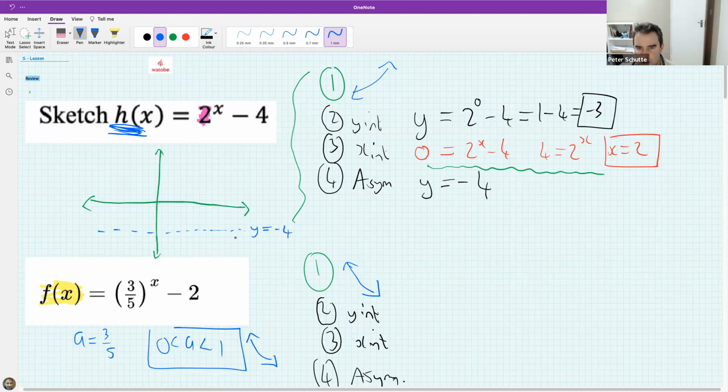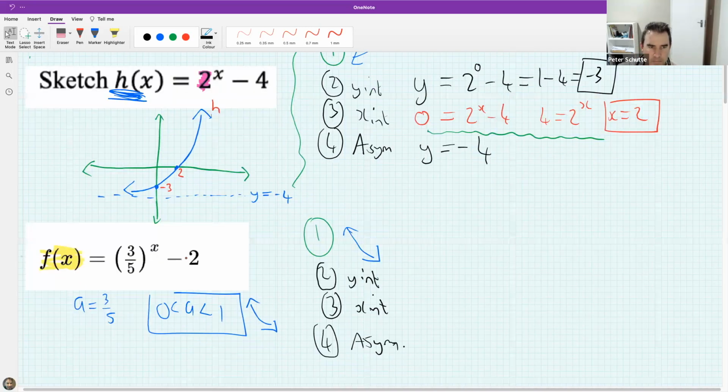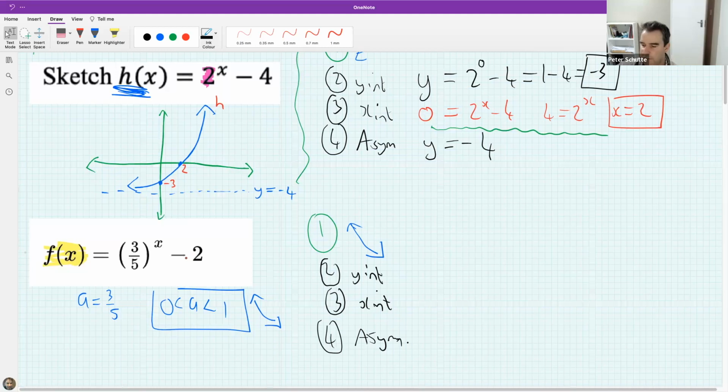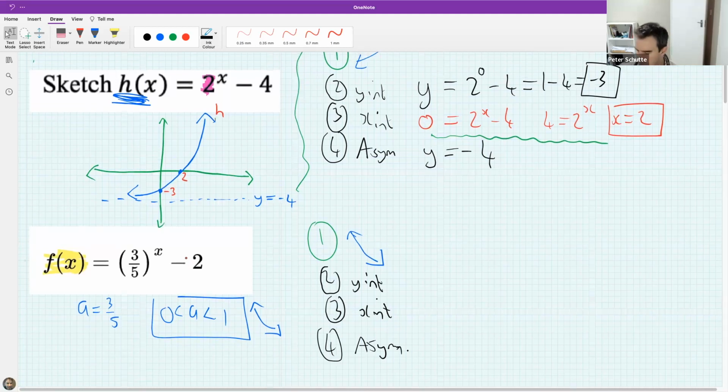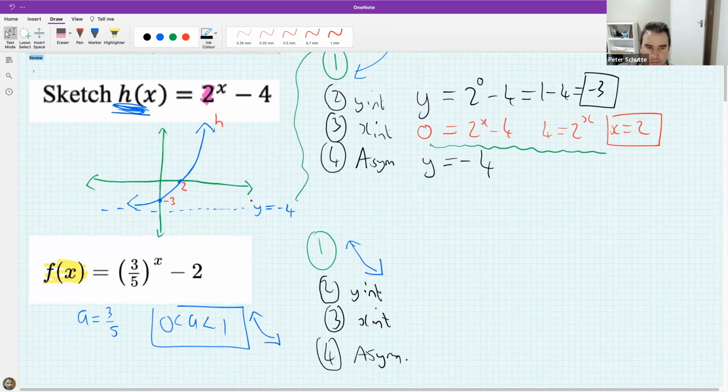So I draw that first, and then I put a dot for my y-intercept. I put a dot for my x-intercept, and I think about what's the shape and does the shape fit? And the shape should fit like that. And this value should be -3, and this value should be 2, and it's called the function h. Give me a thumbs up if you are okay with sketching the first function. Give me a thumbs down if I lost you on sketching function h.